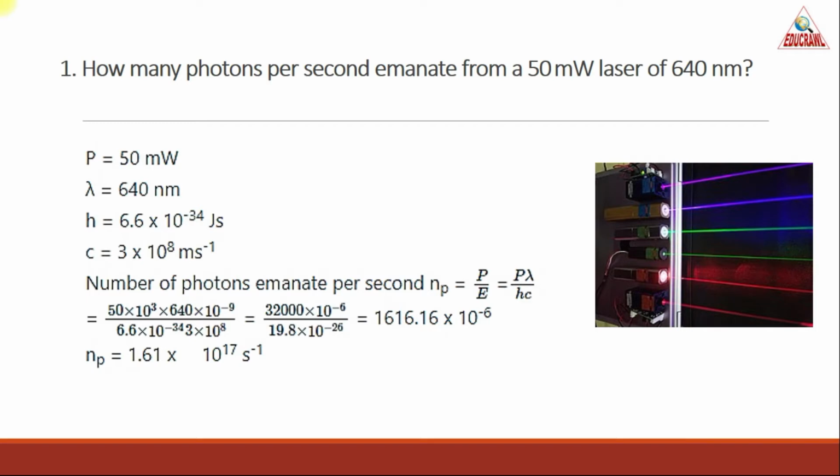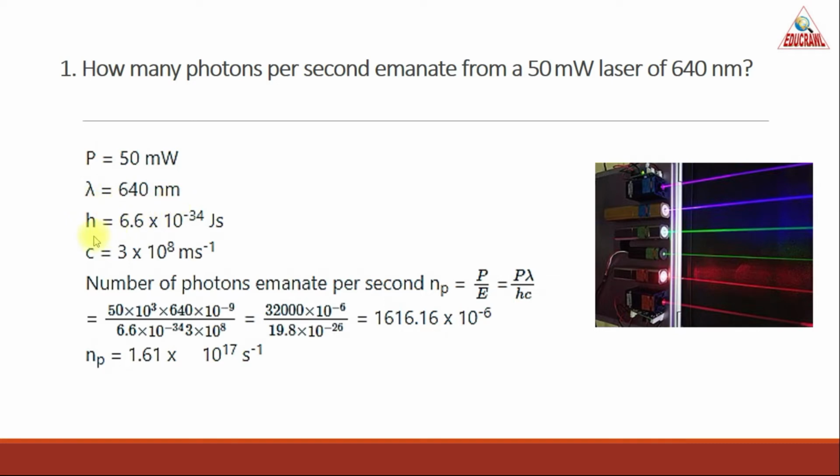First problem: how many photons per second emanate from a 50 megawatt laser of 640 nanometer? So 640 nanometer is the wavelength of the laser, and 50 megawatt is the power of the laser. First we will write the given data. Power is 50 megawatt. The wavelength is 640 nanometer.